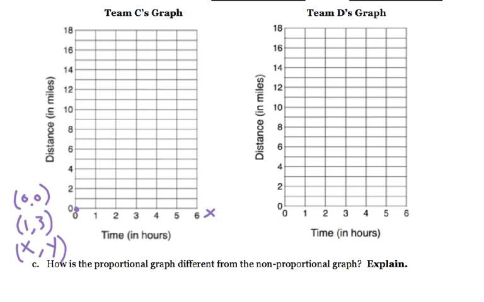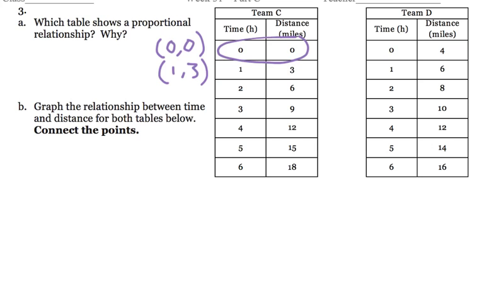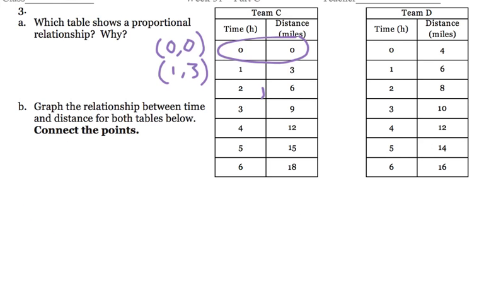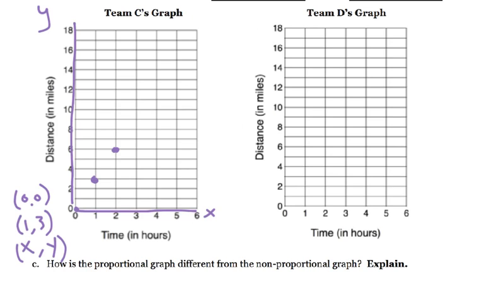And this is our x-axis right here. And this is our y-axis right here. So I'm going to go to 1, 3. Should be right there. The next point would be 2, 6. 2 hours, 6 miles. 3 hours and 9 miles. So that's 3 and 9. And since this is proportional, it's going to kind of follow that same pattern. So you should get something like this.